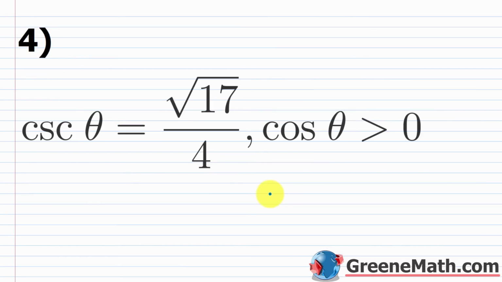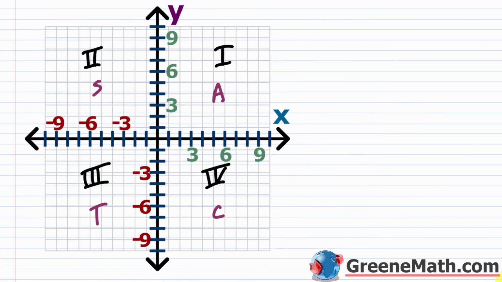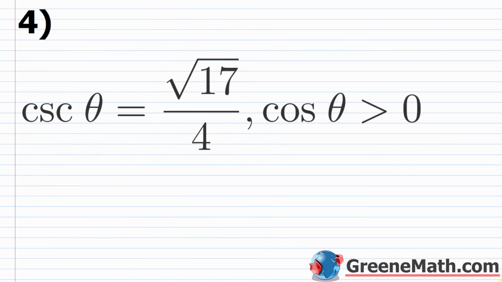All right, let's take a look at problem number 4. So we have the cosecant of theta is equal to the square root of 17 over 4. And then the cosine of theta is greater than 0. So this is positive and also this is positive. So going back, we think about the fact that cosecant is positive in quadrants 1 and 2, right? Cosecant is the reciprocal of sine. And then additionally, we're told that cosine is positive. Well, that's only going to be in quadrants 1 and 4. So that tells me I'm in quadrant 1. So let's put that theta is in quadrant 1.